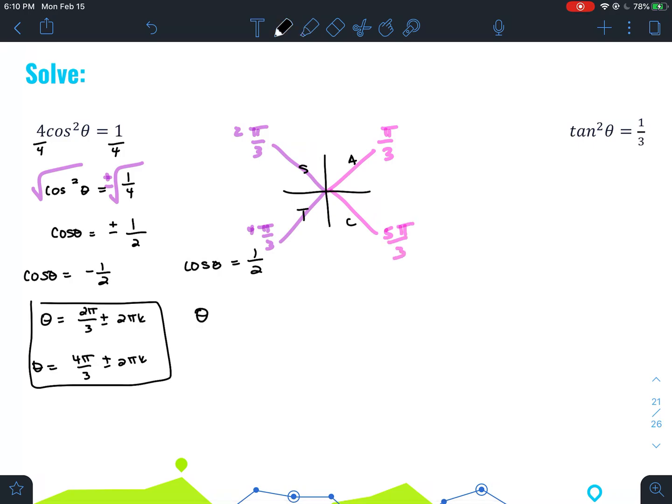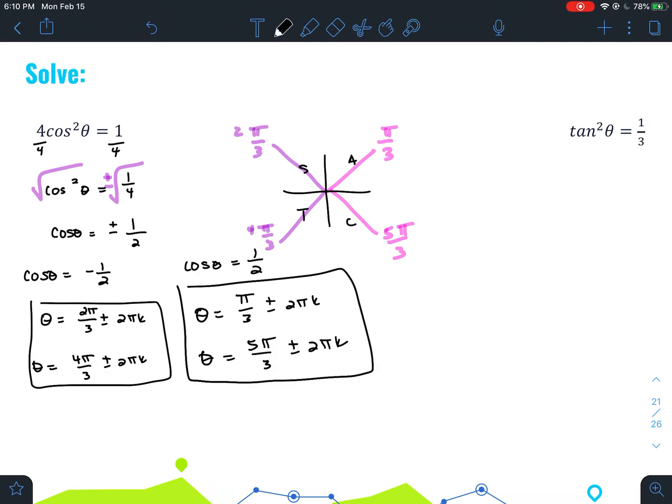So my solutions for this one would be theta equals pi over 3 plus or minus 2 pi k, and theta equals 5 pi over 3 plus or minus 2 pi k. So that one has 4 solutions.